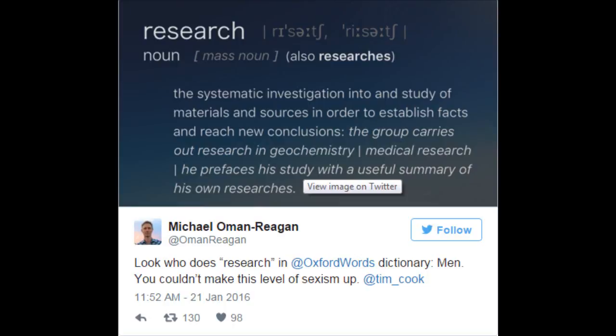So I just want to point out that he's noticed only one of the three example sentences targeting said group. He's like, the group carries out research in geochemistry. That mentions no sex. Medical research, that mentions no sex. But just because it says he prefaces his study with a useful summary of his own researches, now it's automatically sexist. It's like, can we just acknowledge that males do dominate most scientific fields? These people are just flipping out because they can't embrace facts.